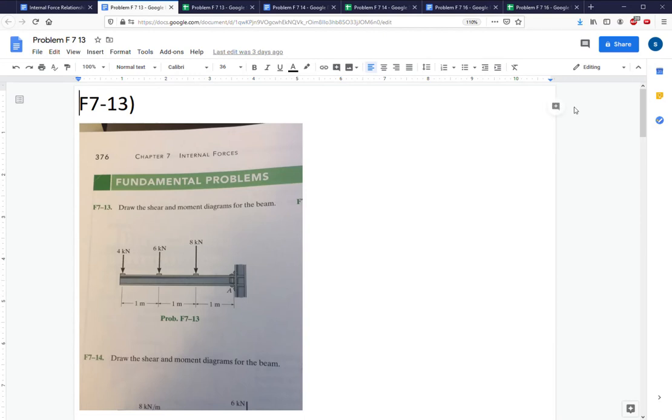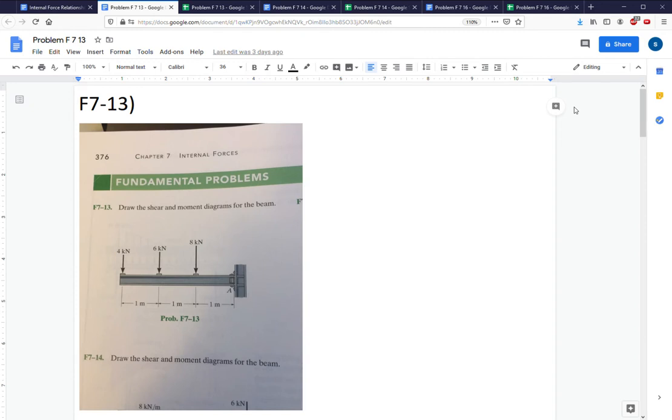Problem F713. Draw the shear and moment diagrams for the beam. Now, we could do this as an estimate by hand, and the textbook goes into how you can do this.